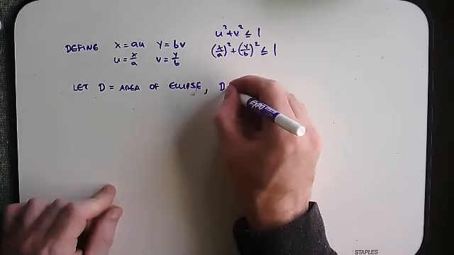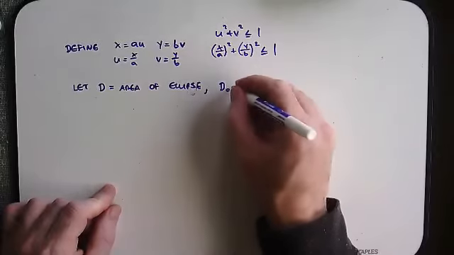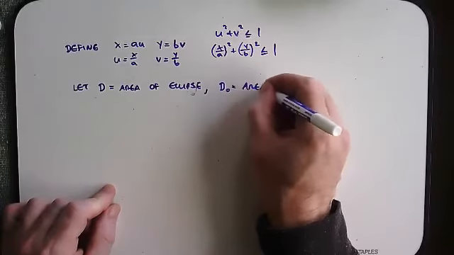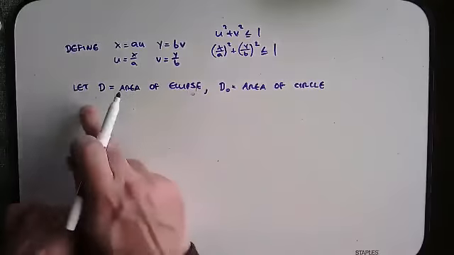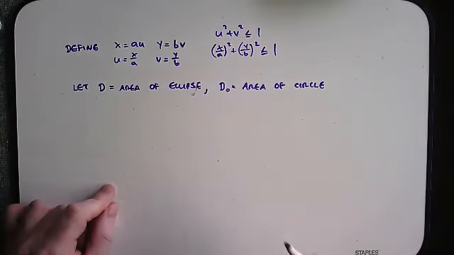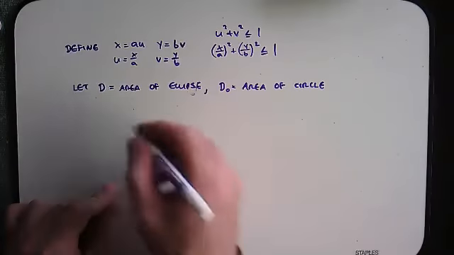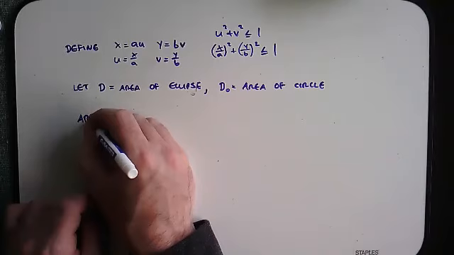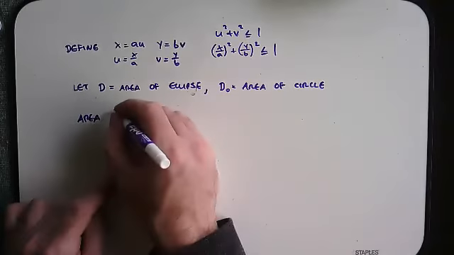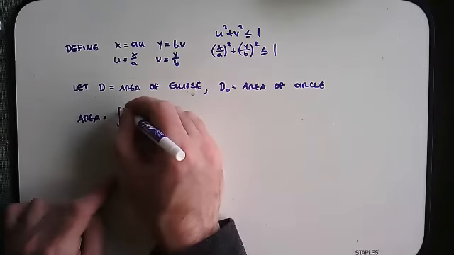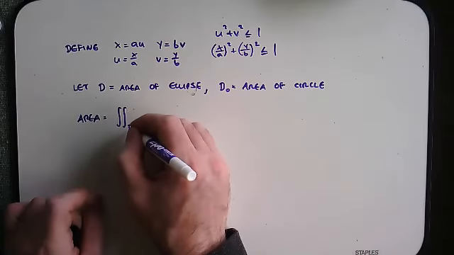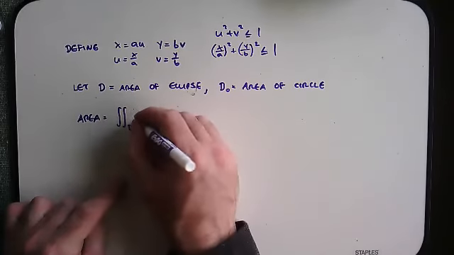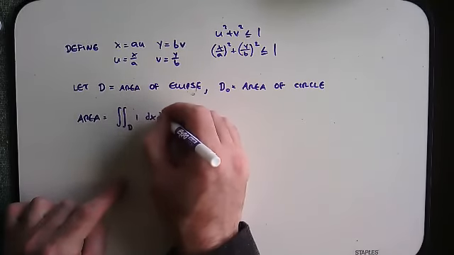And also D sub 0, or D sub circle. That'll be the area of the circle. Right, so we're going to find a relationship between these two things. So then the area of our ellipse can be written as a double integral over the region D of just dx dy, right?